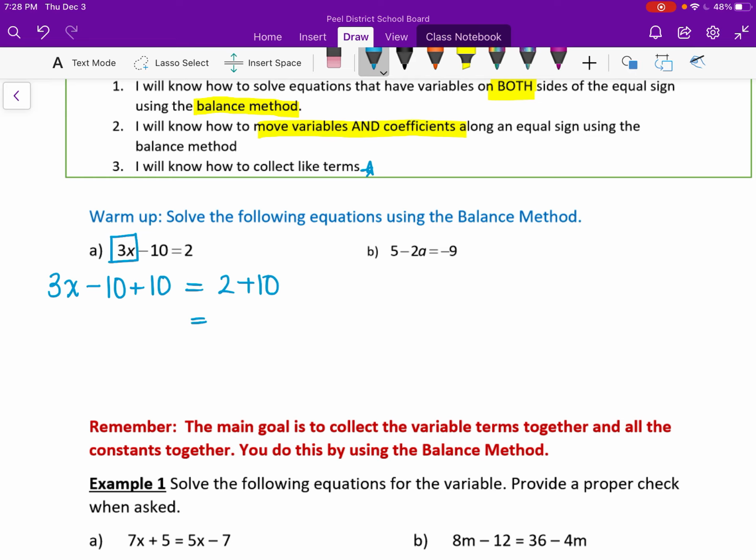And so negative 10 plus 10, these cancel each other out. So I'll be left with 3x plus 0, but we don't write that in, is equal to 2 plus 10, which is 12. And that is my answer. That is my answer for what 3x is.